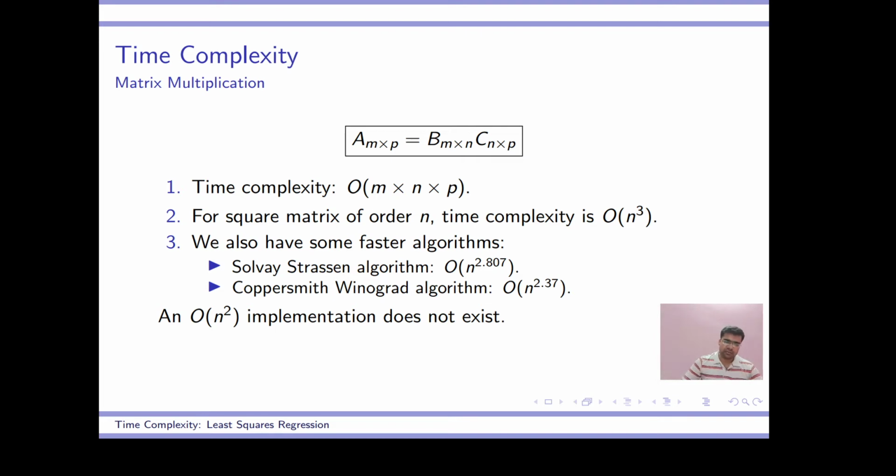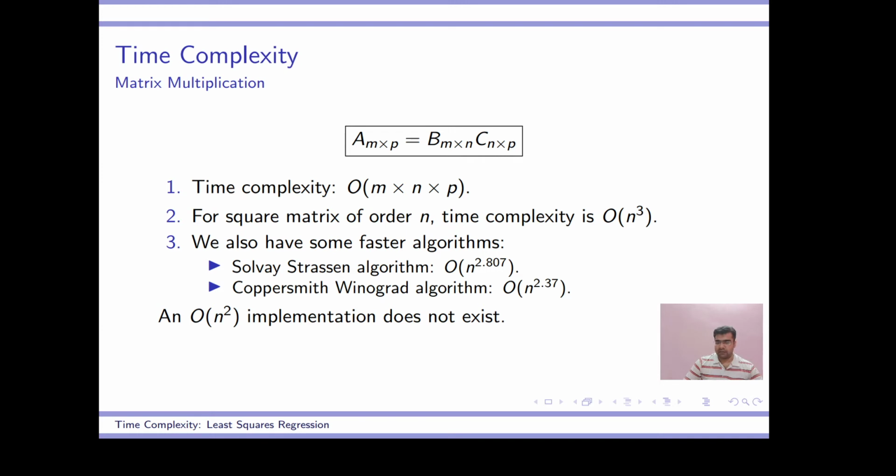So given two matrices B and C of the order m times n and n times p, the product will be a matrix A of the dimensions m cross p, okay? And the multiplication of B with C is going to proceed with the time complexity of order of m into n into p.